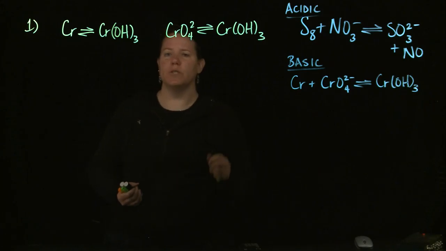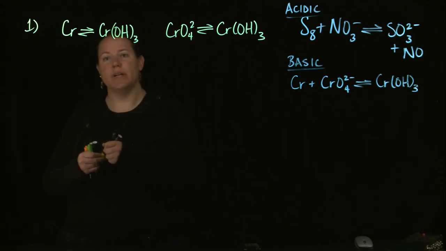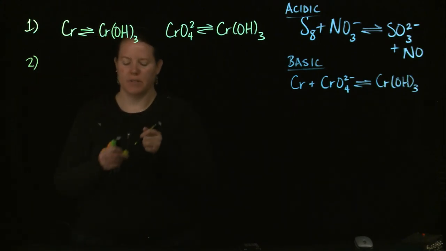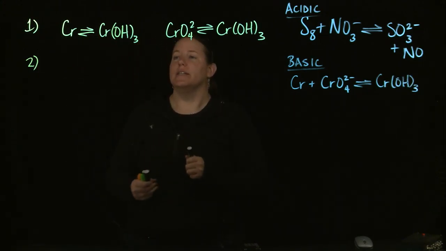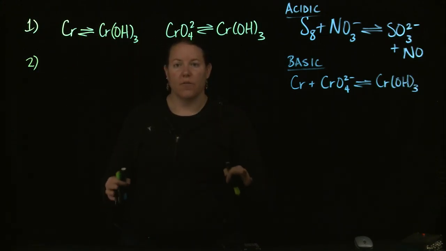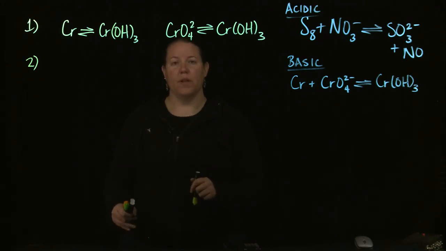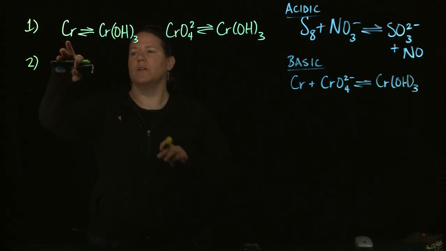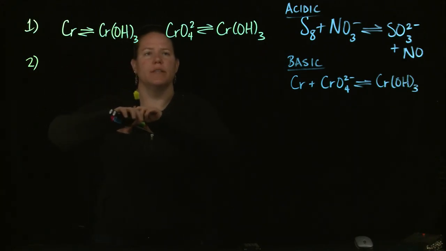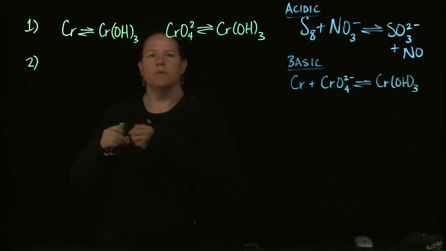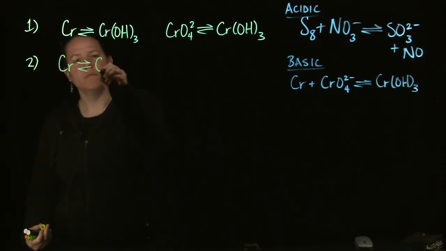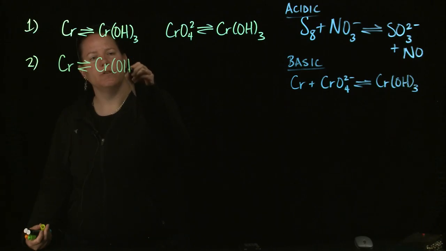First thing we do is separate into half reactions. Second thing, I'm going to do this all in the same color because I'm really enjoying yellow, is balance every element other than O and H. Here we go. We have one Cr on this side and one Cr on that side. That's already balanced. Fabulous. So balance everything other than O and H.